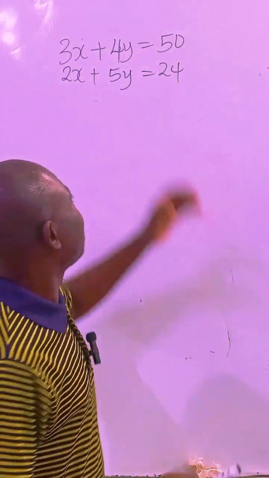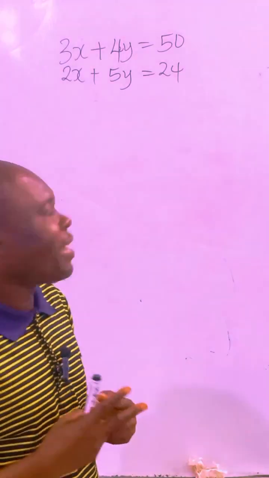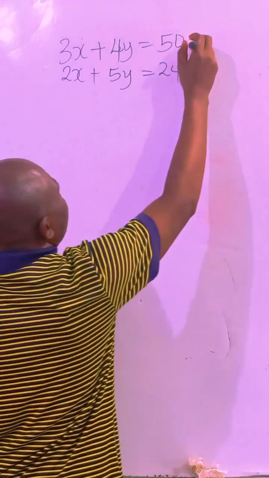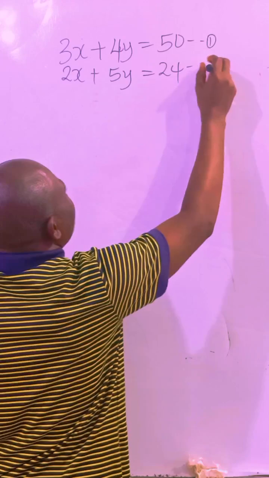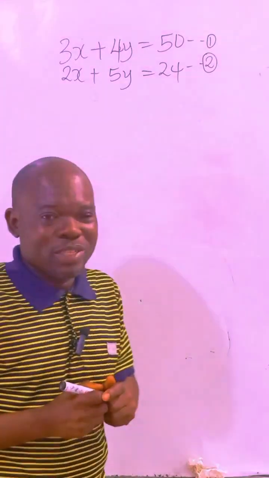We have this simultaneous equation to resolve. Simultaneous means doing two things at the same time, okay? So we have this to resolve. And to get this done, first thing you do is to make this one equation one, then this is equation two. Okay, and there are three methods we can use to get this resolved.